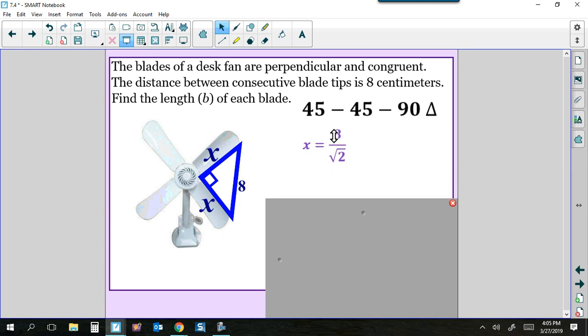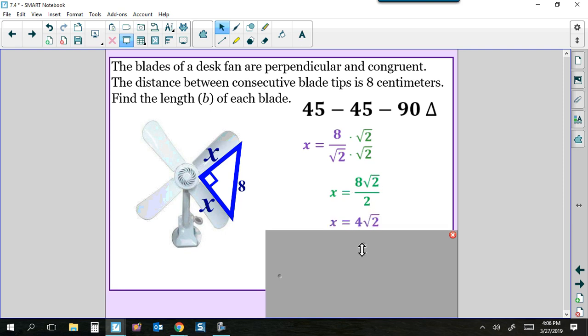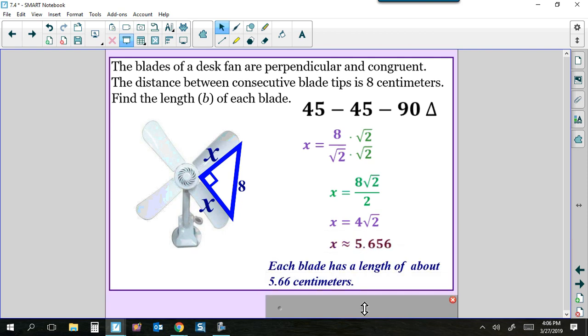Exactly. We cannot reduce this because order of operations says I need to solve the square root of 2 before I can divide it by 8. Because we can't solve that, we're going to rationalize our denominator, which gives me 8 square root 2 over 2, which reduces to 4 square root 2. And then if I figure out what that is, I would get that each blade is about 5.66 centimeters in length. Perfect. Let's try another one.